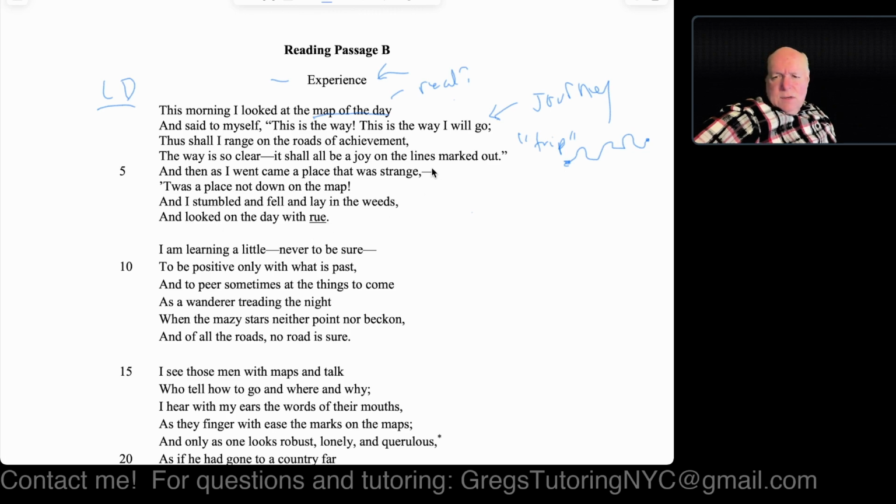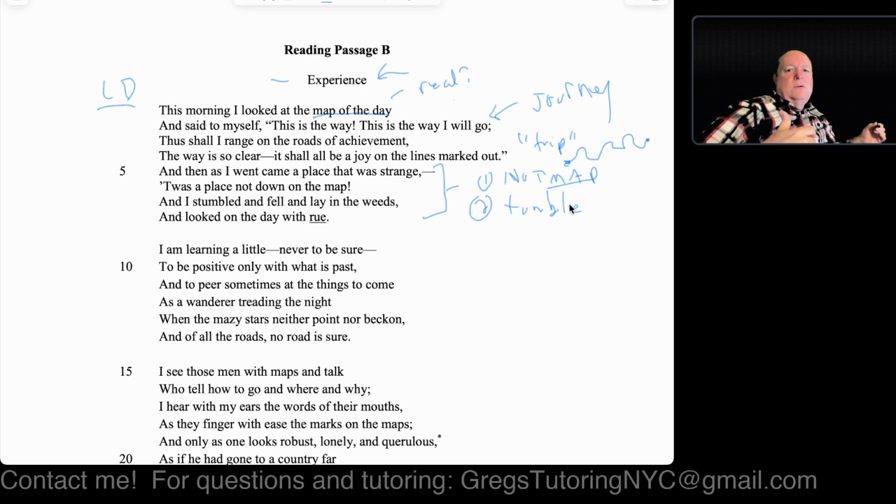All right, so the person plans a journey. Two things kind of go wrong. The first thing is it's not on the map. And the second thing is they tumble. All right, so if this was a real, let's say we're going on a vacation or something, all of a sudden you're lost, and then on top of that you fall, right? So you have kind of a cascade of problems that happens.